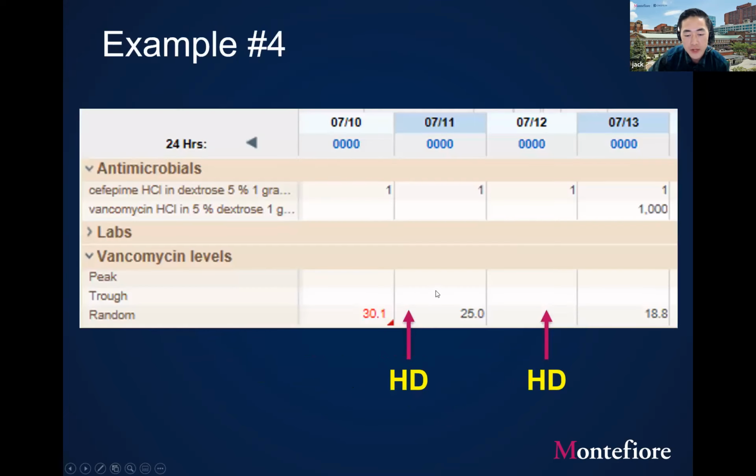Here's an example of dialysis. You can see that this patient was on Vanc. They're not getting it every day. They're only getting it by level. The level they checked on the 10th was 30. You see after HD, it goes down. It's almost a predictable amount. They get HD again, it goes down a predictable amount. So this is the pattern that you'll see on people on Vanc getting HD.